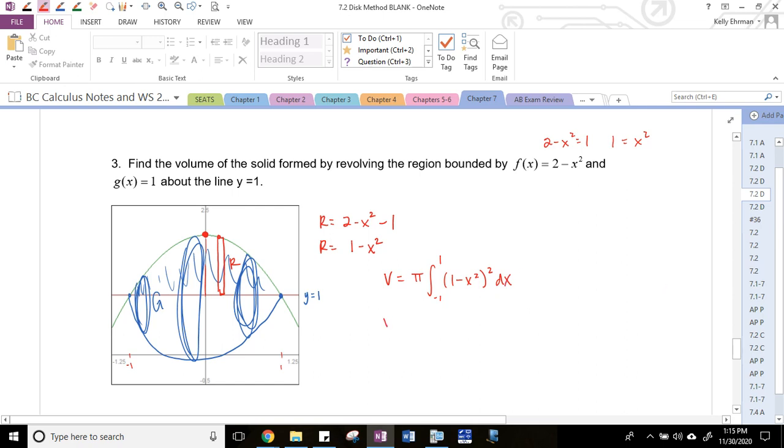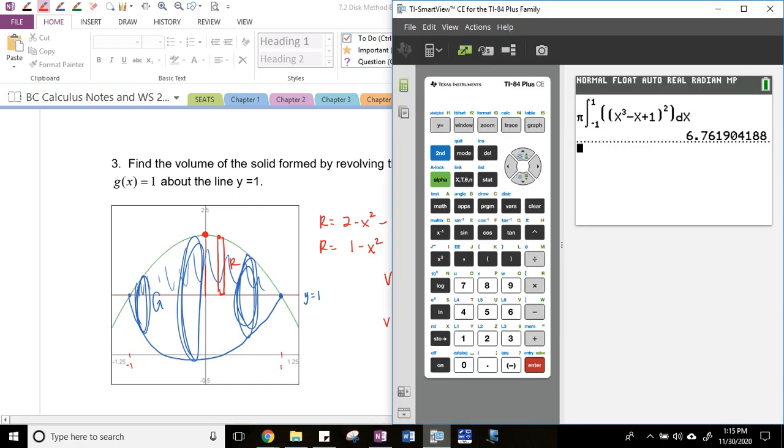And again, just to save time here, I want to type in 1 minus x squared, and I want to square that quantity. I've got the pi multiplied in there already. So this is approximately 3.351.